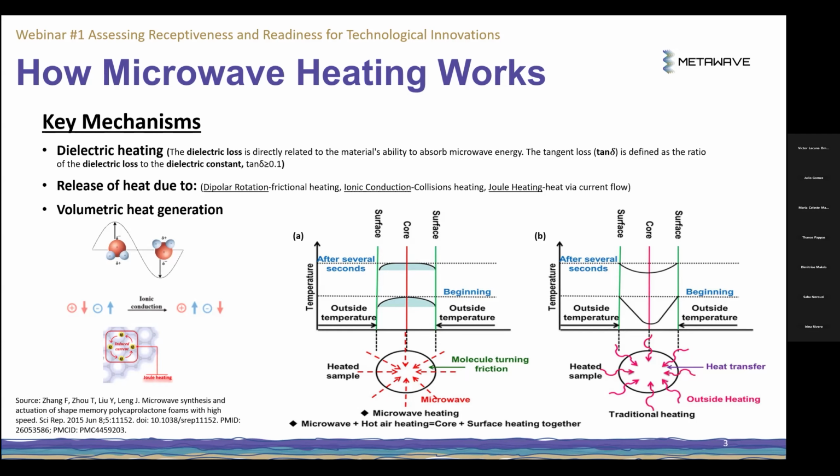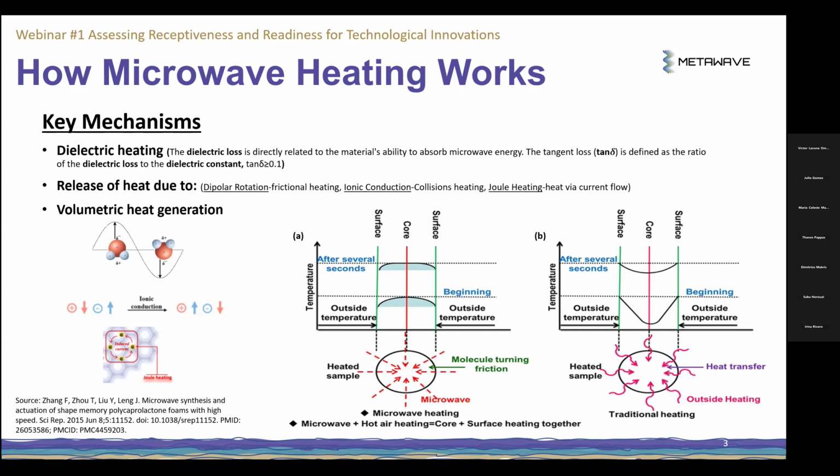In polar molecules like water, microwaves cause the molecules to rotate rapidly, generating heat through friction. In materials like salt solutions or certain ceramics, ionic conduction creates heat as charged particles move and collide. And in conductive materials such as carbon or silicon carbide, Joule heating occurs as electric current flows through them.